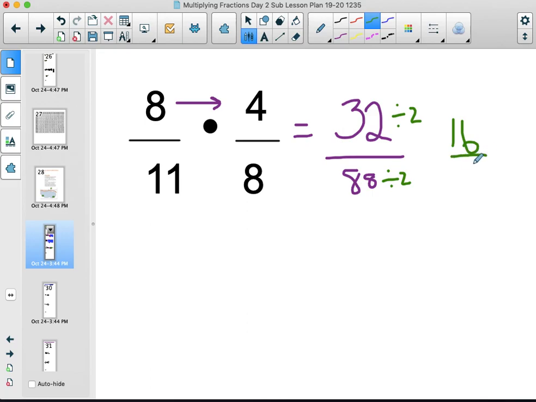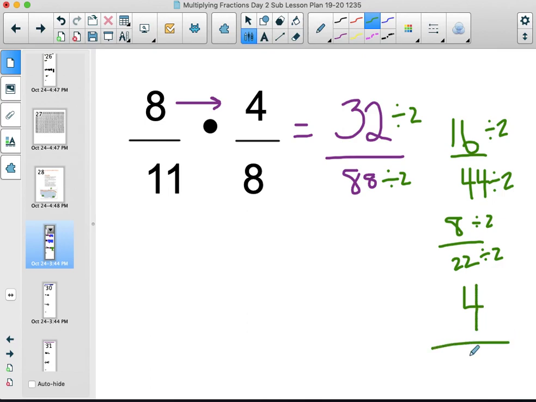So I have 16 and 44. Could I divide by 2 again or 4 again? Absolutely. Let's just try 2 again because a lot of times we start off just dividing by 2 when it's an even number. We get 8 over 22. And we could cut it into 2's again or simplify it by 2 again. And eventually we'd get 4 over 11.